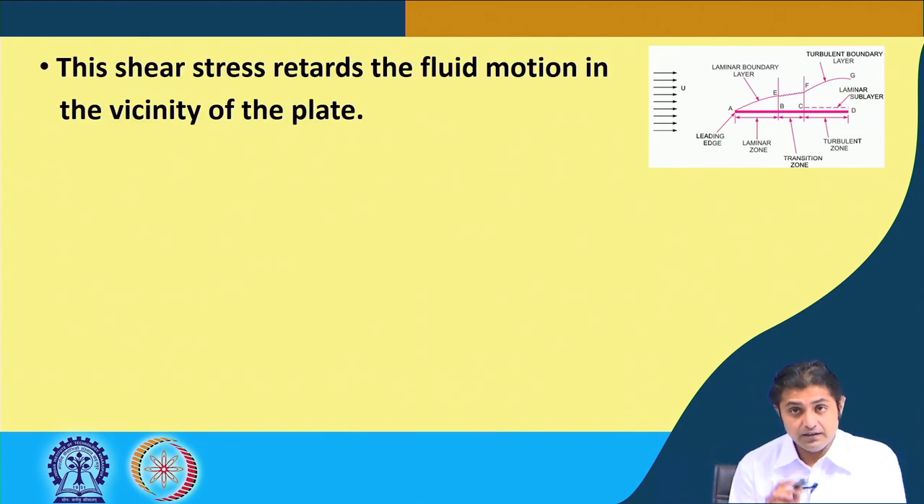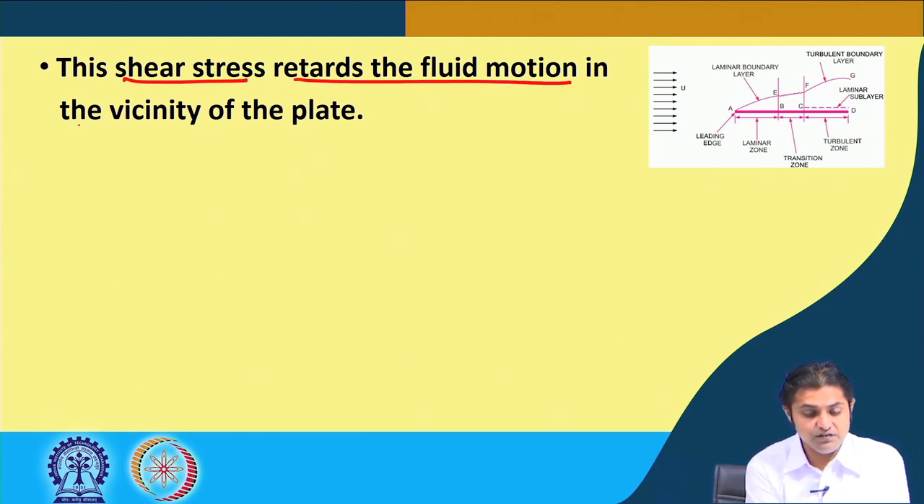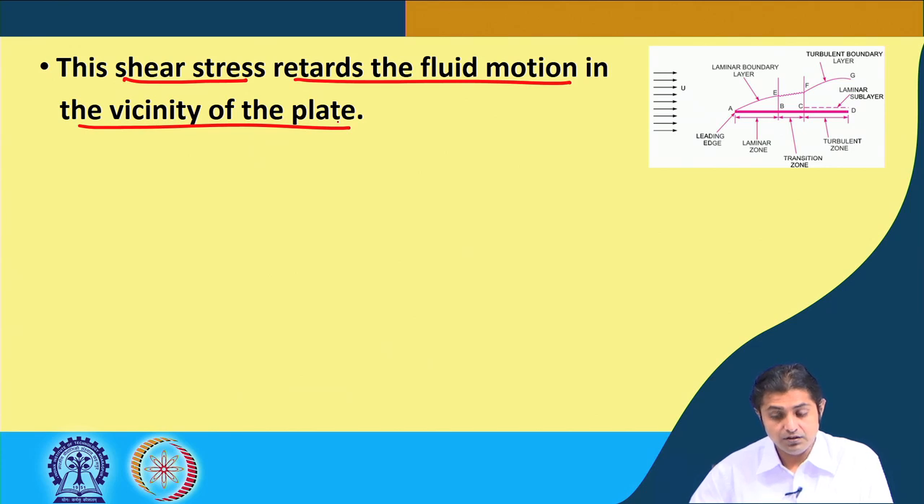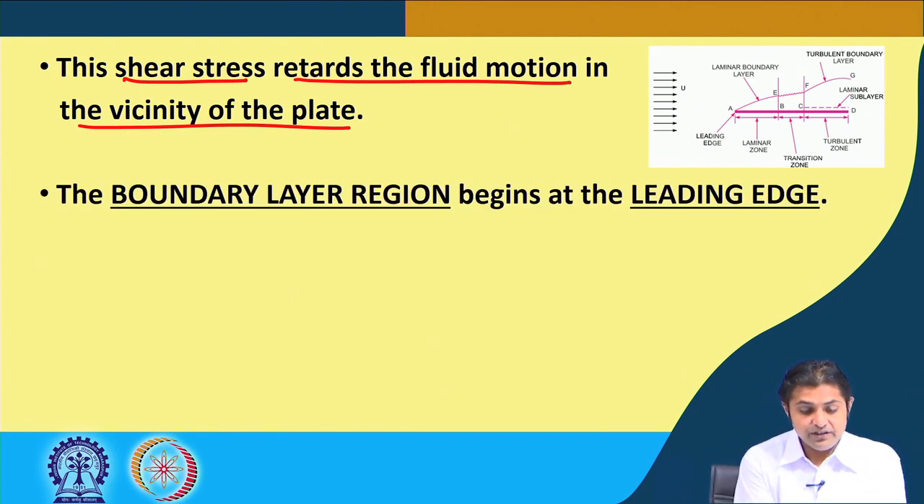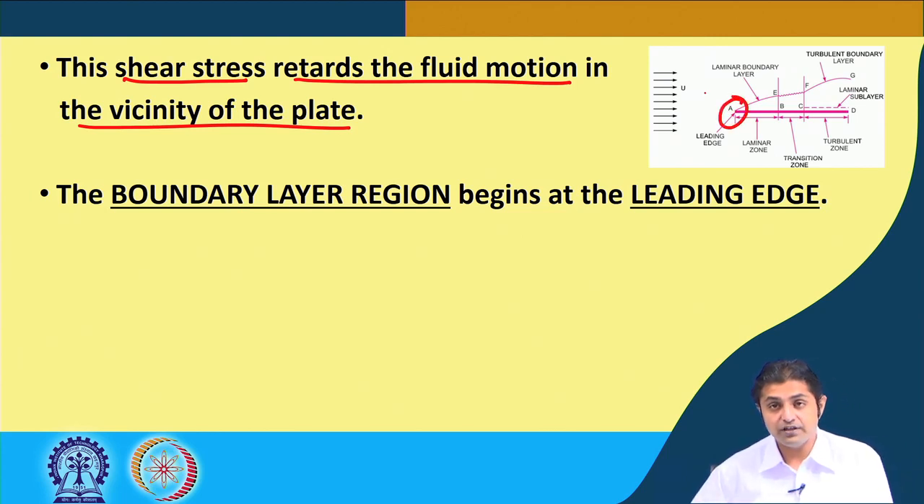Now, the presence of this shear stress retards the fluid motion in the vicinity of the plate. So, the existence of the velocity gradient will induce shear stress, and that is going to slow down the fluid motion near the plate. The boundary layer therefore will start at the leading edge, because that is the first point where the velocity is 0, and as soon as we go over and above it, there will be a certain velocity. Before that, any point will have the velocity u.